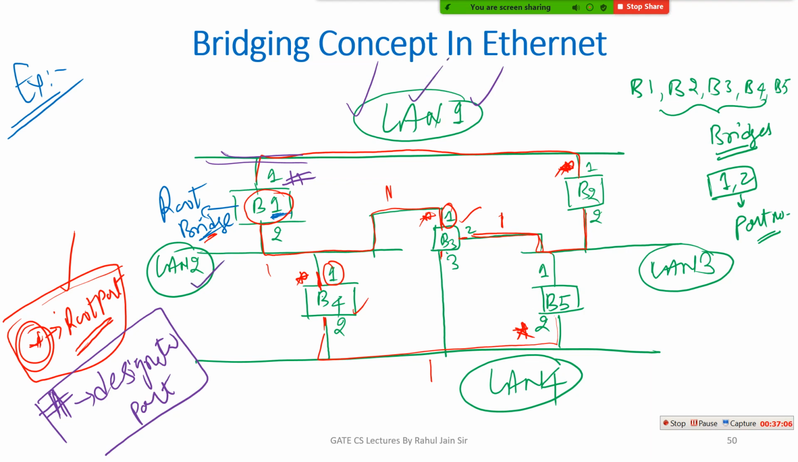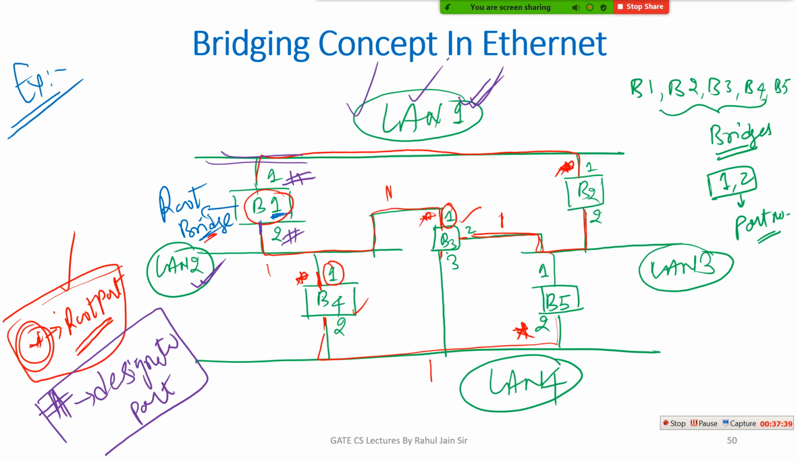Come to lane 2. For lane 2, I will consider port 2 of the bridge as a designated port, because it is closest to it, and I will give priority to the root bridge. So bridge 1's first port is the designated port for lane 1 and bridge 1's second port is the designated port for lane 2. Is it clear?